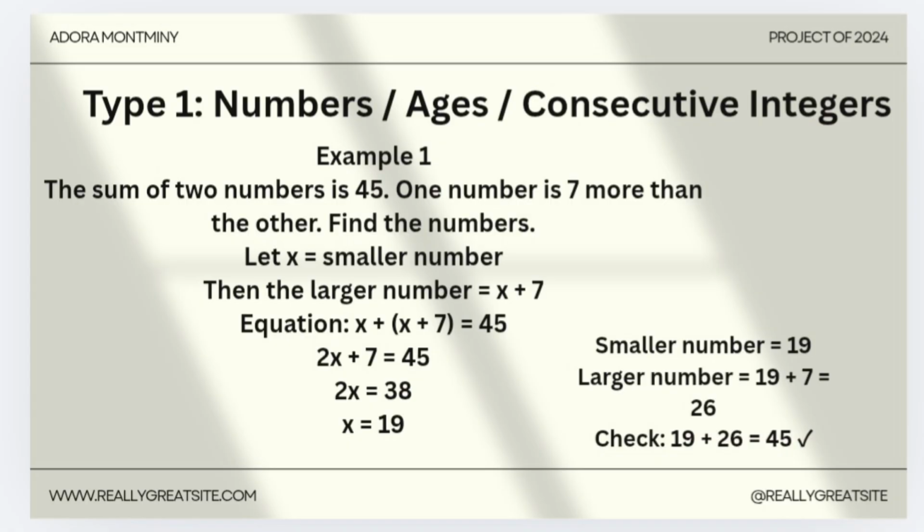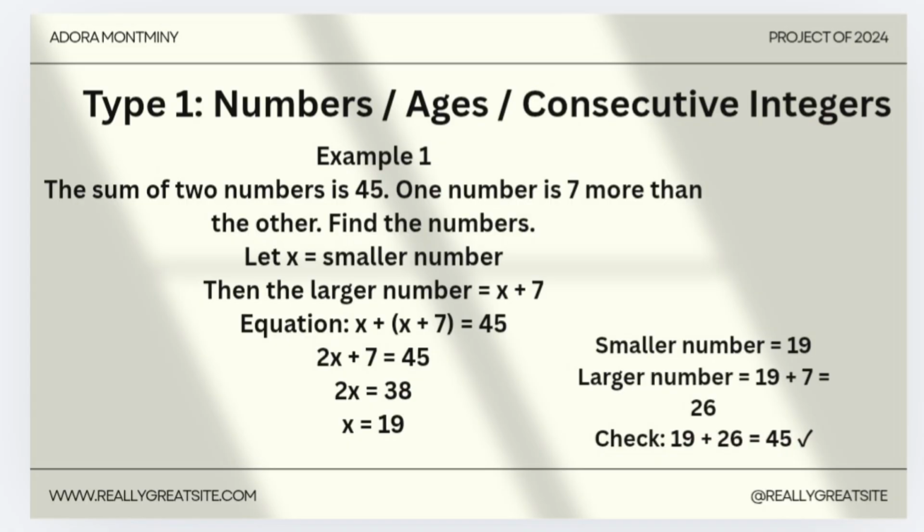Common types of linear equation word problems. Here are the most frequent types with clear examples. Study the translation carefully. Type 1: numbers, ages or consecutive integers. Example 1: the sum of two numbers is 45. One number is 7 more than the other. Find the numbers. Let x represent the smaller number. Then the larger number is represented as x + 7.